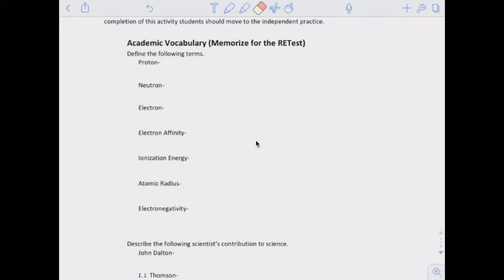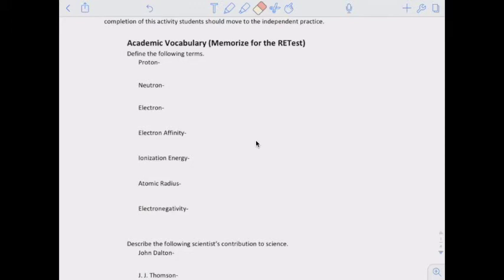Ionization energy is the amount of energy required to remove an electron from an atom. An atomic radius is the size of the atom. And then electronegativity is the pull of an atom on the electron in a chemical bond.